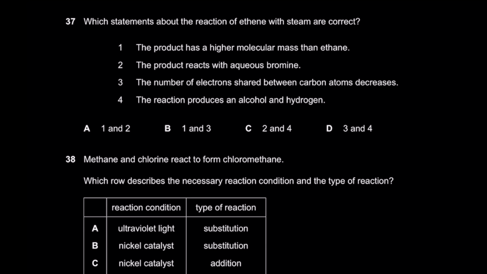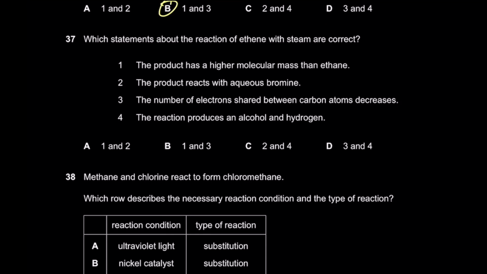Which statements about the reaction of ethene with steam are correct? So ethene is an alkene. It's C2H4, reacts with H2O gas to give you what? To give you C2H5OH, which is ethanol. Ethene gives you ethanol. Great.